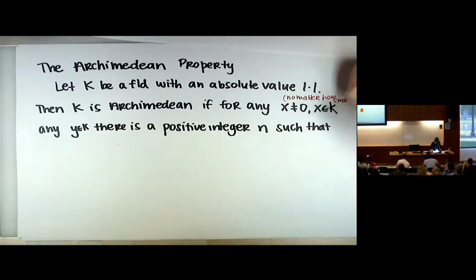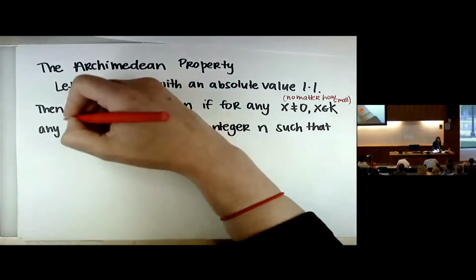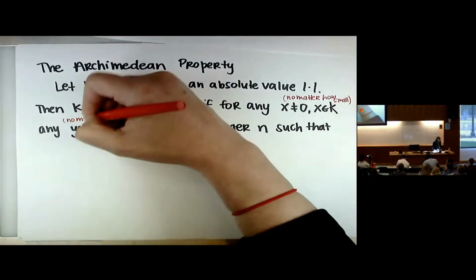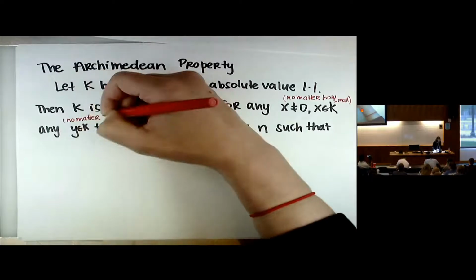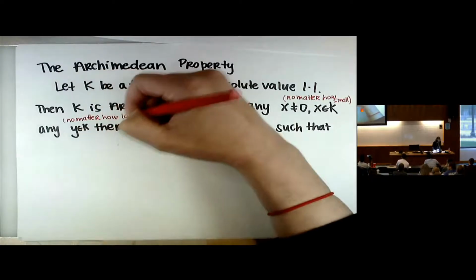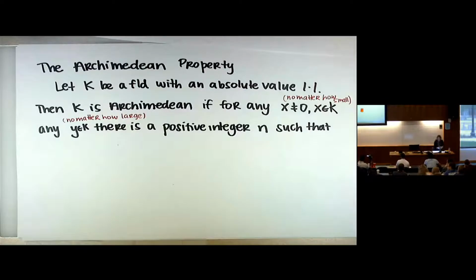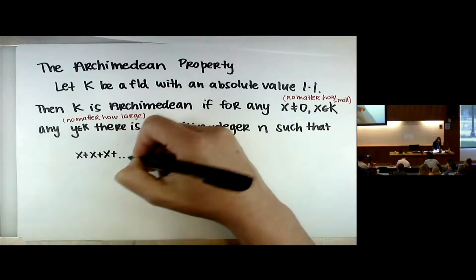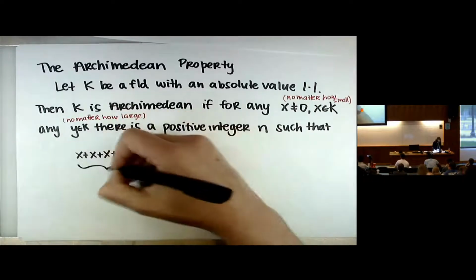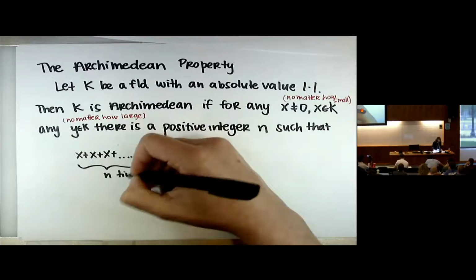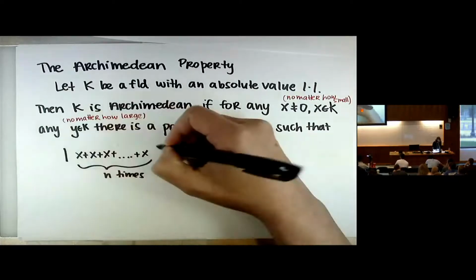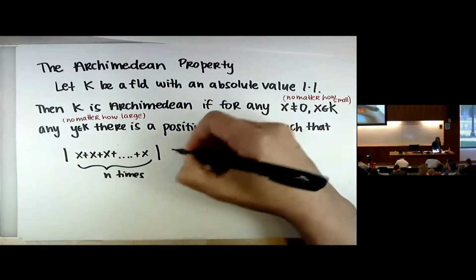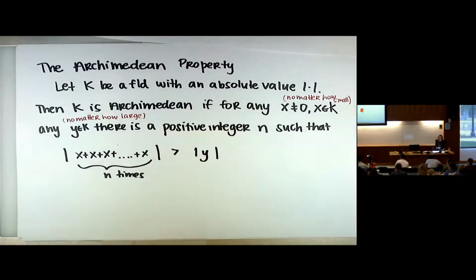Right? Maybe I try to be really tricky and pick a really small x, and maybe try to be a really big y, no matter how large. But I can always pick an integer n such that if I take x and add it to itself n times, maybe many times, and I take the absolute value of that, it's bigger than the absolute value of y.